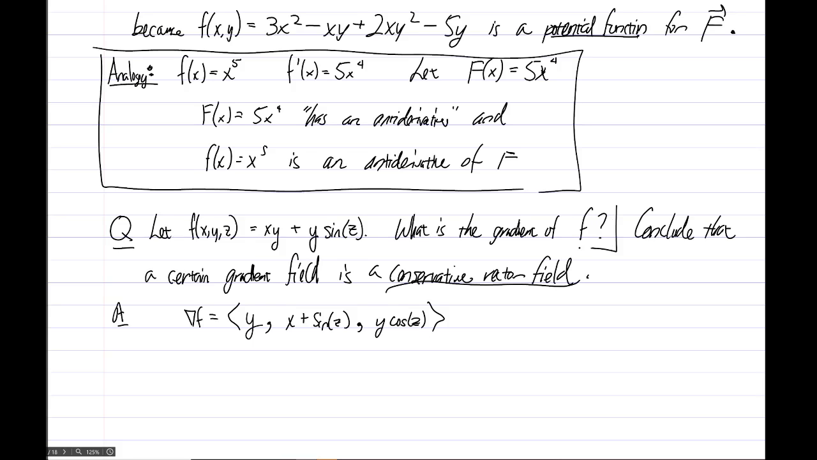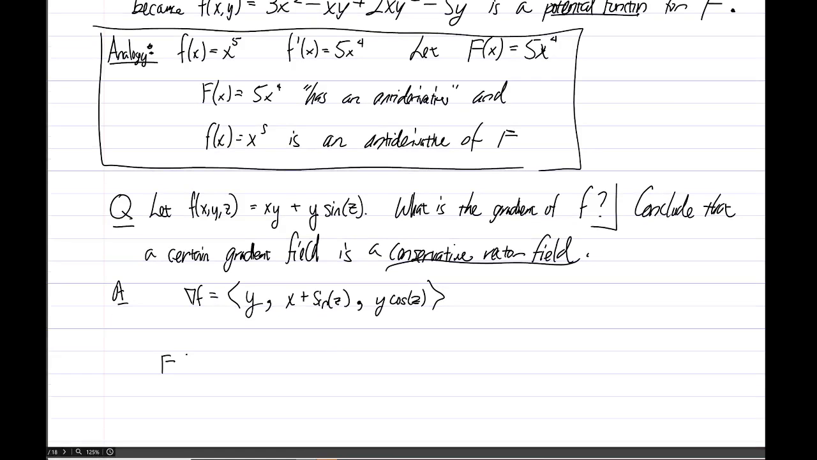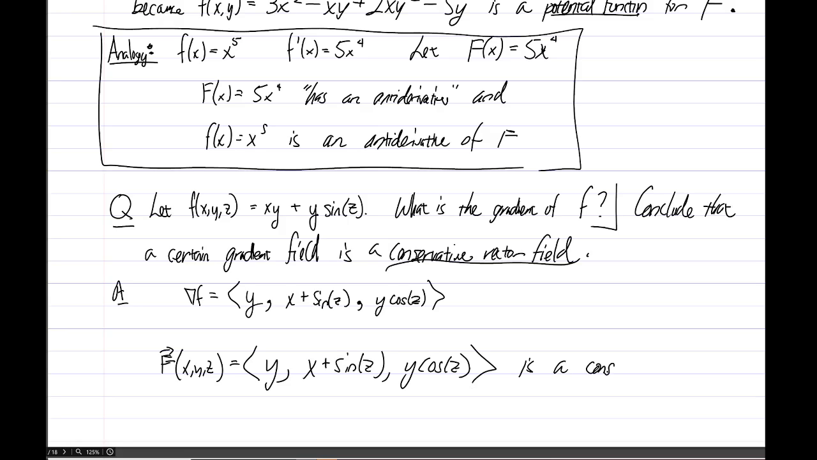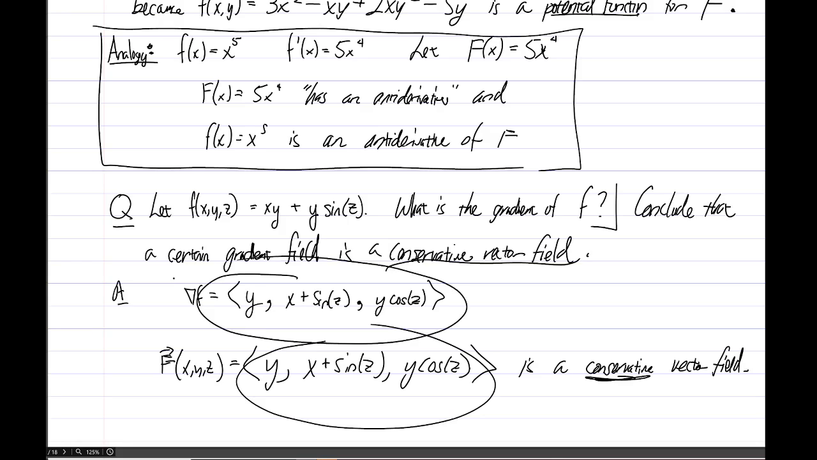Now, conclude that a certain gradient field is a conservative vector field. So if we just took this and said, hey, that's a vector field, let's define it with a new letter, capital F arrow of x comma y comma z equals bracket y comma x plus sine of z comma y times cosine of z, close angle bracket. This is an example of a conservative vector field. We're done. Why? Because by definition, a conservative vector field is one that just happens to be equal to the gradient of some function, and it's the gradient of this function.